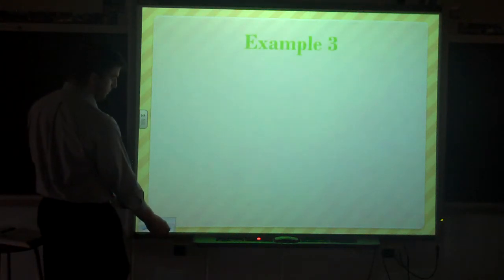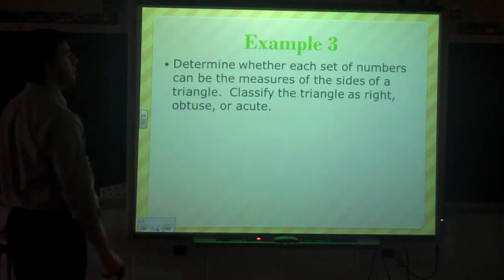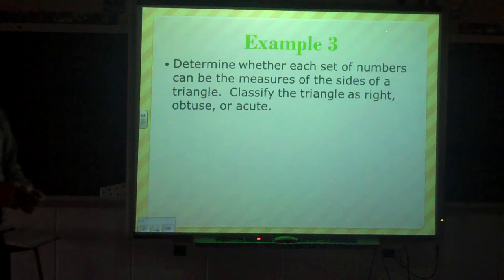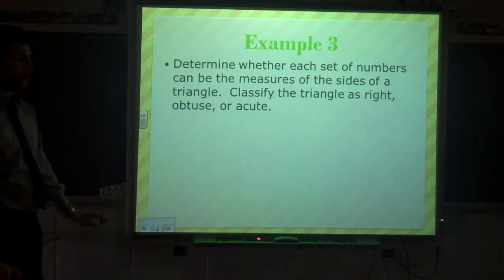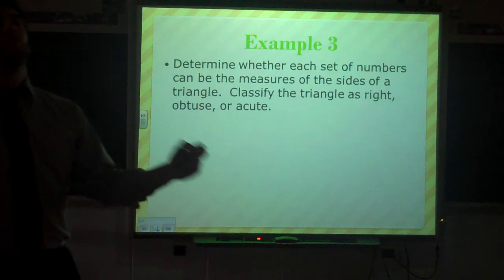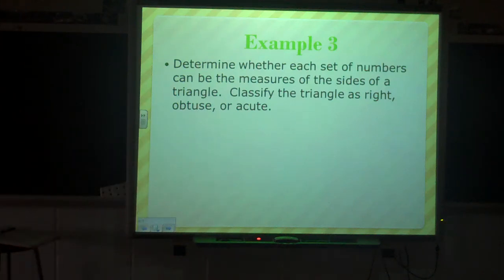So, examples. We're going to determine whether each set of numbers can be the measures of the sides of a triangle. That's going to be new, but it's pretty easy. And then we're going to classify the triangle as right, obtuse, or acute. So first of all, we're going to figure out whether or not it can be a triangle. Once we know that, we'll figure out what type it is.